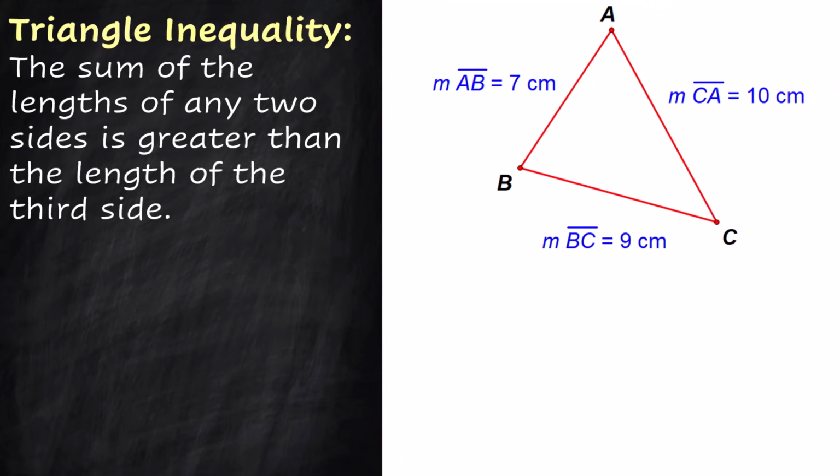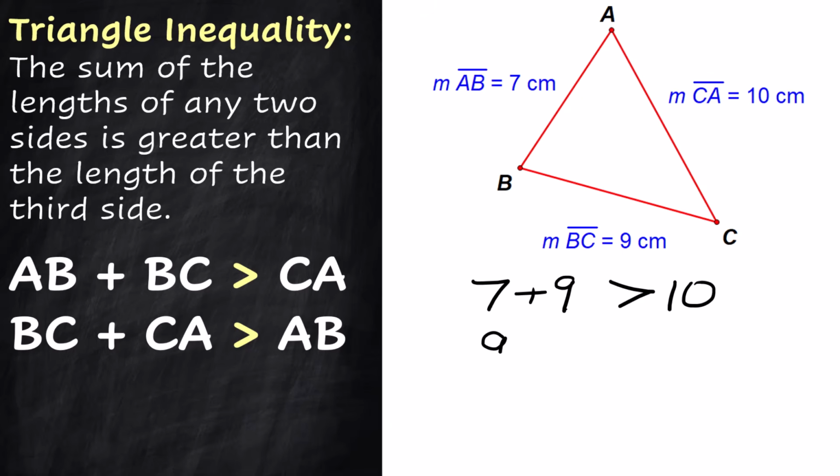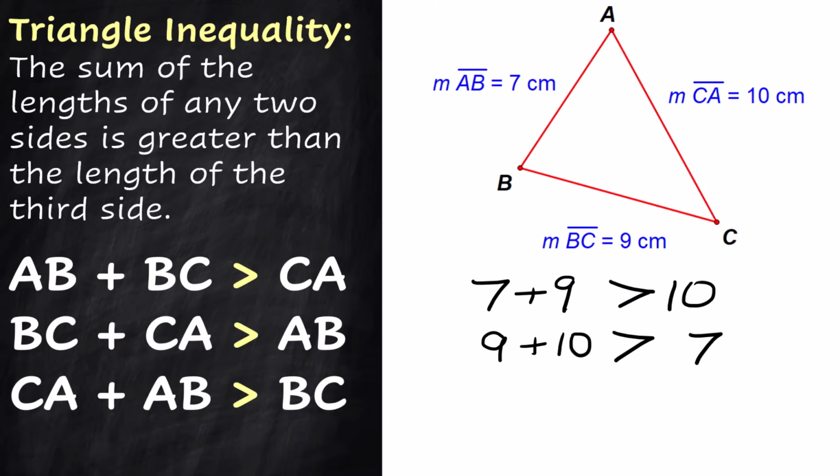All right, so in this situation, with this example, AB plus the length of BC, 9, has to be bigger than 10. The length of BC, which is 9, plus 10, which is length CA, has to be bigger than 7. And then the last one is 10 plus 7 bigger than 9? And if these are all true, then you can make a triangle with those three numbers.